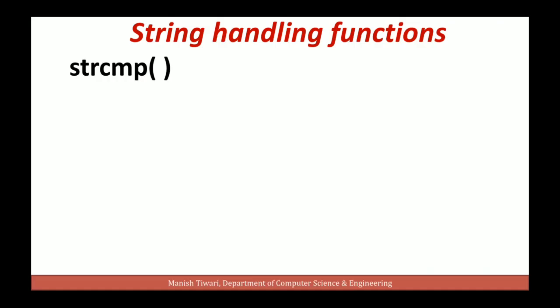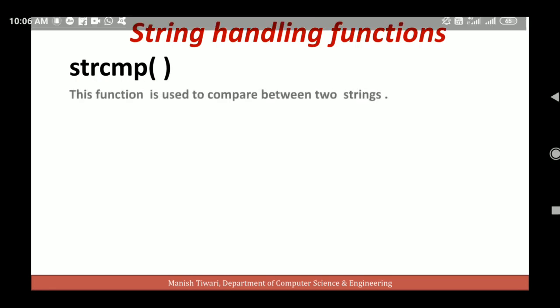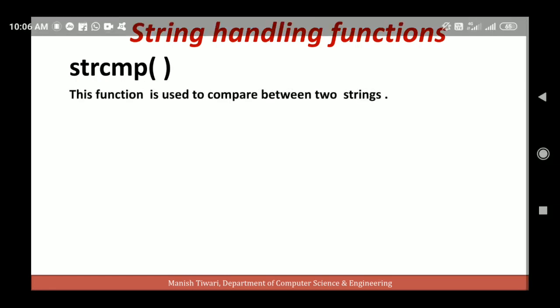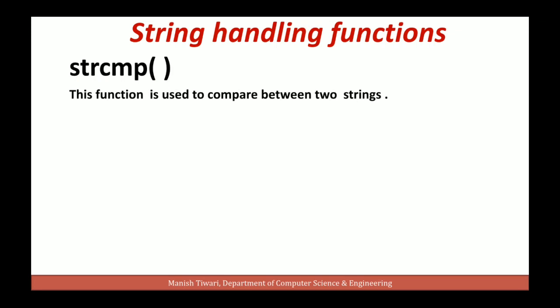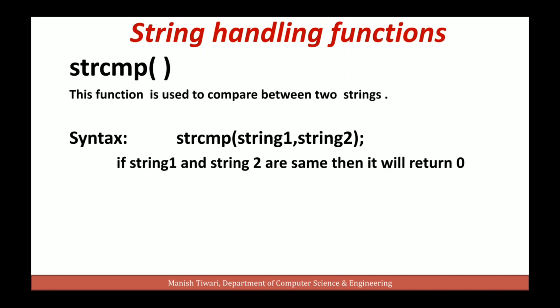Next function is strcmp, string comparison function. This function is used to compare two strings. That means whether the strings are same or not. The syntax of this function is strcmp, and in round brackets we will pass both the strings. Then this will give a value 0 if the strings are same, and it will give a non-zero value if the strings are not same.